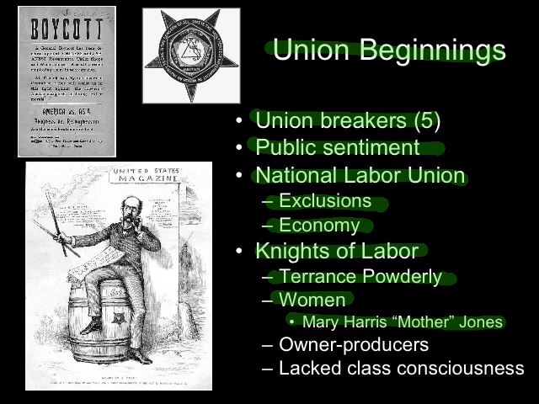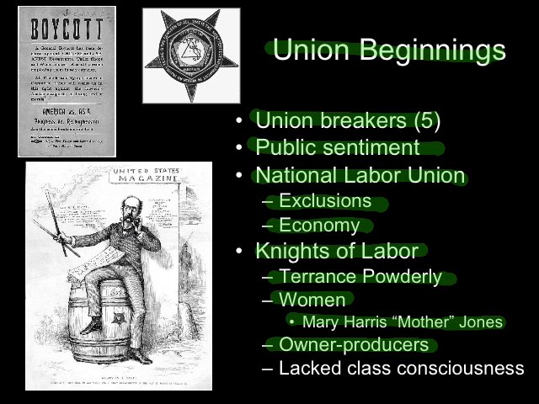Okay? Now, the Knights here had a very interesting sort of concept. Right? They did not believe in socialism, where the government owns all the factories. They don't want the government to own the factories. They believe in something called owner-producers, where the workers themselves, the producers of the goods, would be the owners of the factory. The workers would own the factory.